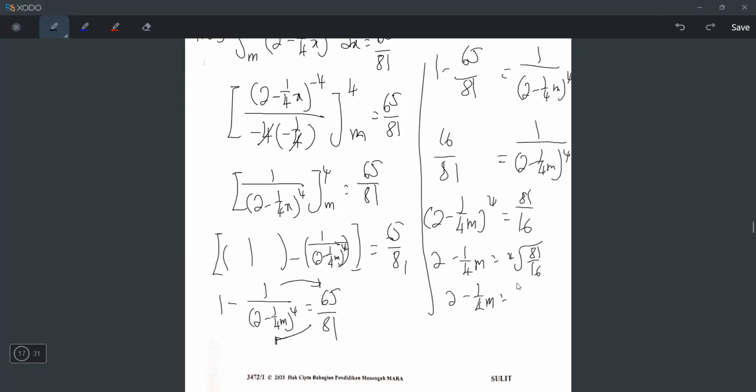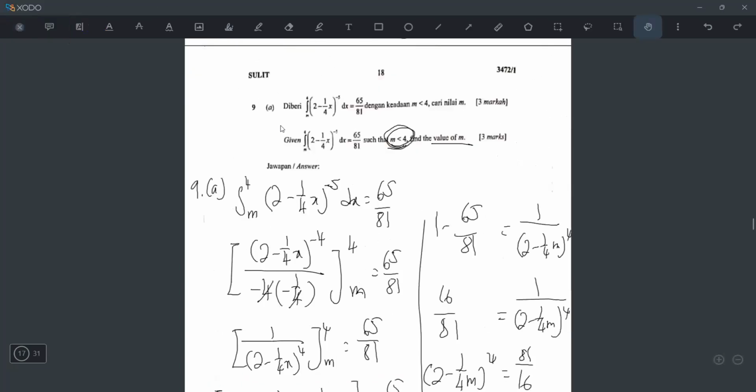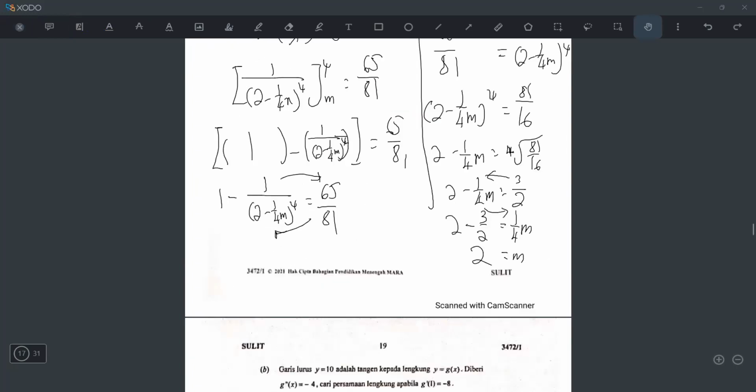Okay, fourth root of 81 is 3. If you use calculator, you can use your calculator to help you. And this one, fourth root of 16 is 2, I think. Yeah, 2 power 4 is 16, 3 power 4, yeah. So, and then I want to find m, right? So I can move this there and move the 3 over 2 here. So negative 1 over 4, make it positive, plus 3 over 2, then minus 3 over 2. So I should get my m here. 2 minus 3 over 2 is 1 over 2. 1 over 2 times 4 is 2. Right? So that's the answer. But I'm not sure. So, okay, let me check the answer. Number 9, m is 2. Yeah, so, right? So that's the answer. All right.